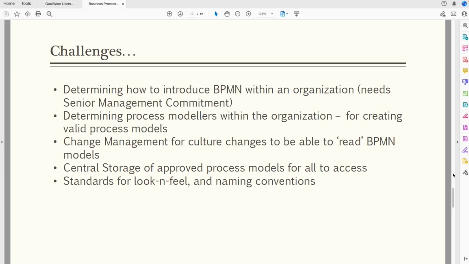Central storage, where are we going to put these? We already know you're using QualiWare, and if they're stored and accessible by everybody, that's the way that it should be done. And then what's the standard look and feel? Now you're getting into naming conventions. Are we going left to right with our models? Are we going top down, like they do with EPCs, event-driven process chains? So it's up to the organization to determine that. Let's go to the next slide.